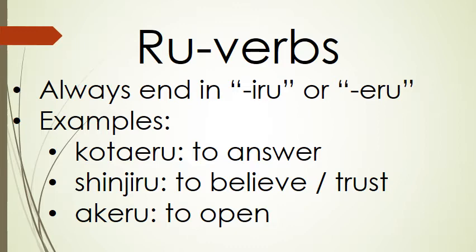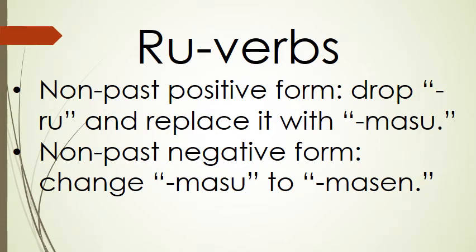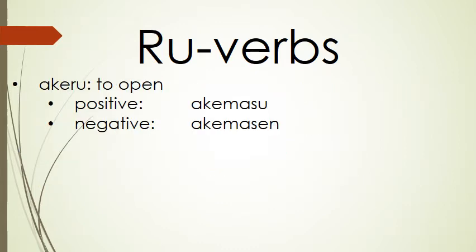to open. So, you'll remember from our previous lesson that to conjugate a ru verb into its positive non-past tense, you drop the ru at the end of the verb and replace it with mas. If we want to change this to its negative tense, instead of replacing ru with mas, we replace it with masen. So, let's look at some examples.